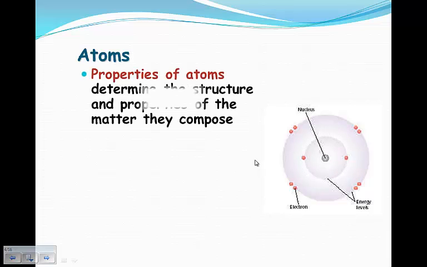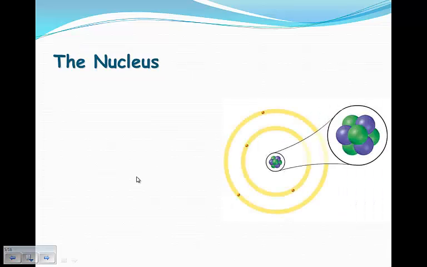The nucleus is the site for the protons and the neutrons, and then out in the shells are where the electrons are. Okay, some basic properties of atoms. It's those properties that determine the structure and properties of the matter that they compose.